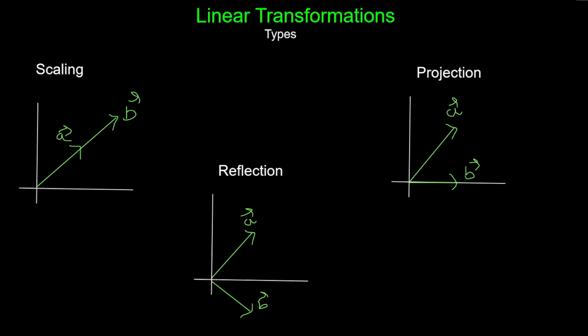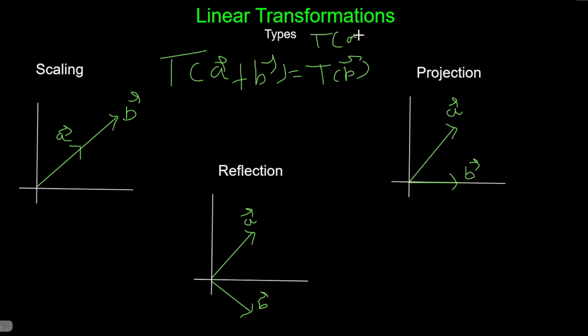So let's look at the types of linear transformation. For linear transformation, they have to follow two rules, which we saw already. Every linear transformation, including rotation, must follow the rules of addition and homogeneity. Addition is that the transformation of a vector plus b vector should be the individual transformations added. And similarly, we saw the scalar multiplication rule of the transformation.